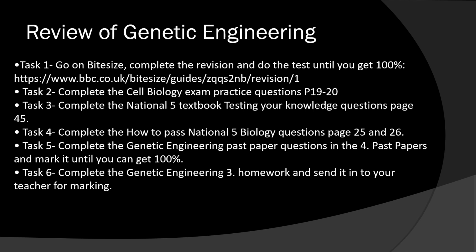So to review your knowledge on genetic engineering and make sure you know everything, you need to go on to Bitesize using the link below and complete the revision and do the test until you get 100%. Then you can complete the cell biology exam practice questions on page 19 and 20, which you can get through going to the teacher's guide and exam practice. And then you can complete the National 5 textbook testing your knowledge questions on page 45, and then the How to Pass National 5 Biology questions on page 25 and 6. Then you can complete the genetic engineering past paper questions in 4 past papers and mark it until you get 100%. And then the last task, which you really need to do, is complete the genetic engineering homework, which is found in free homework. And you need to send it to your teacher for marking so that we can make sure that you're understanding the course properly.